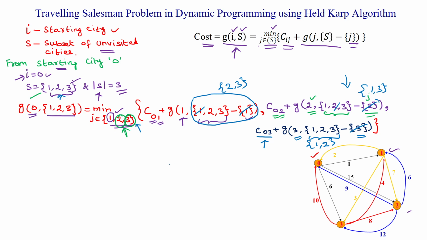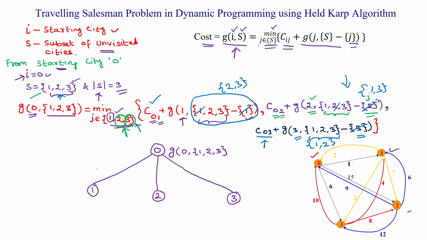Now based upon this we have to draw the graph, that means the tree, it will be easy for our understanding. So I am drawing 0 to 1, then 0 to 2, and the third option, 0 to 3. Based upon that, now we have to write the remaining options: 2 to 3, and 1 to 3.